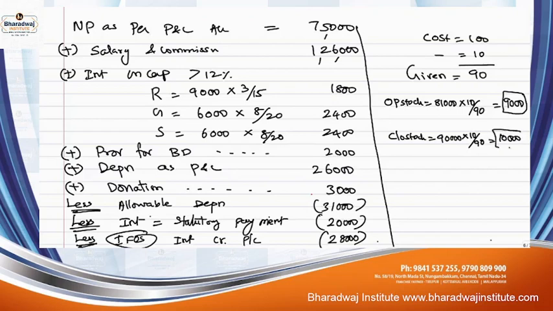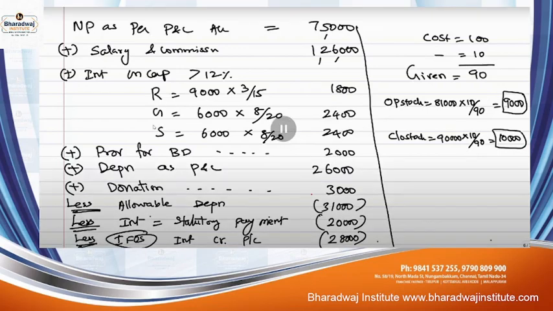Closing stock, 90,000 into 10 by 90. How much will it be? 10,000. I repeat once again, pay attention. If cost is 100 rupees, it is undervalued by 10. So what is the value given? 90. If 81,000 is like 90, what is 10? 9,000. Closing stock value: 90,000 into 10 by 90, how much?